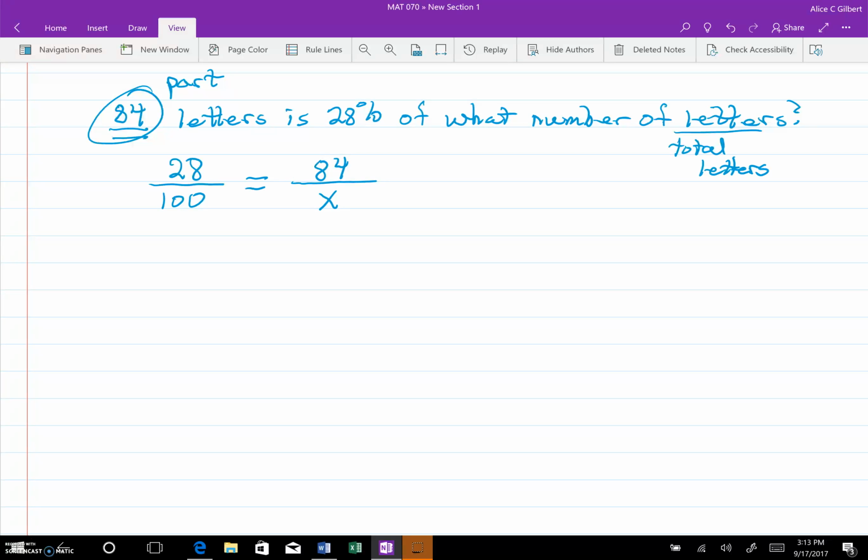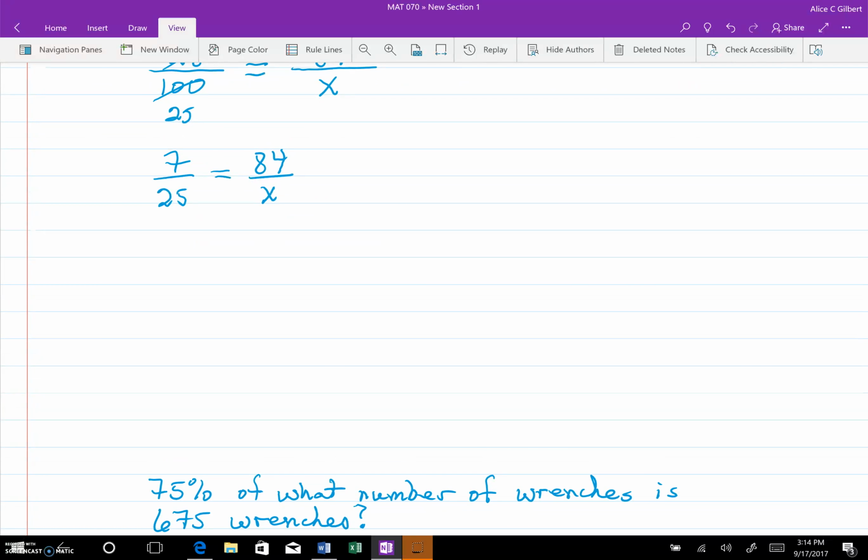Okay? So now let's go ahead and reduce 28 100ths. I'm thinking 4 can go into each of these because 4 can go into 28 7 times and 4 goes into 100 25 times. So now what I have is 7 over 25 equals 84 over x. It's always easier when we can reduce one of these to begin with. Okay, so now I've got 7 times x, so that's 7x equals, and 25 times 84.